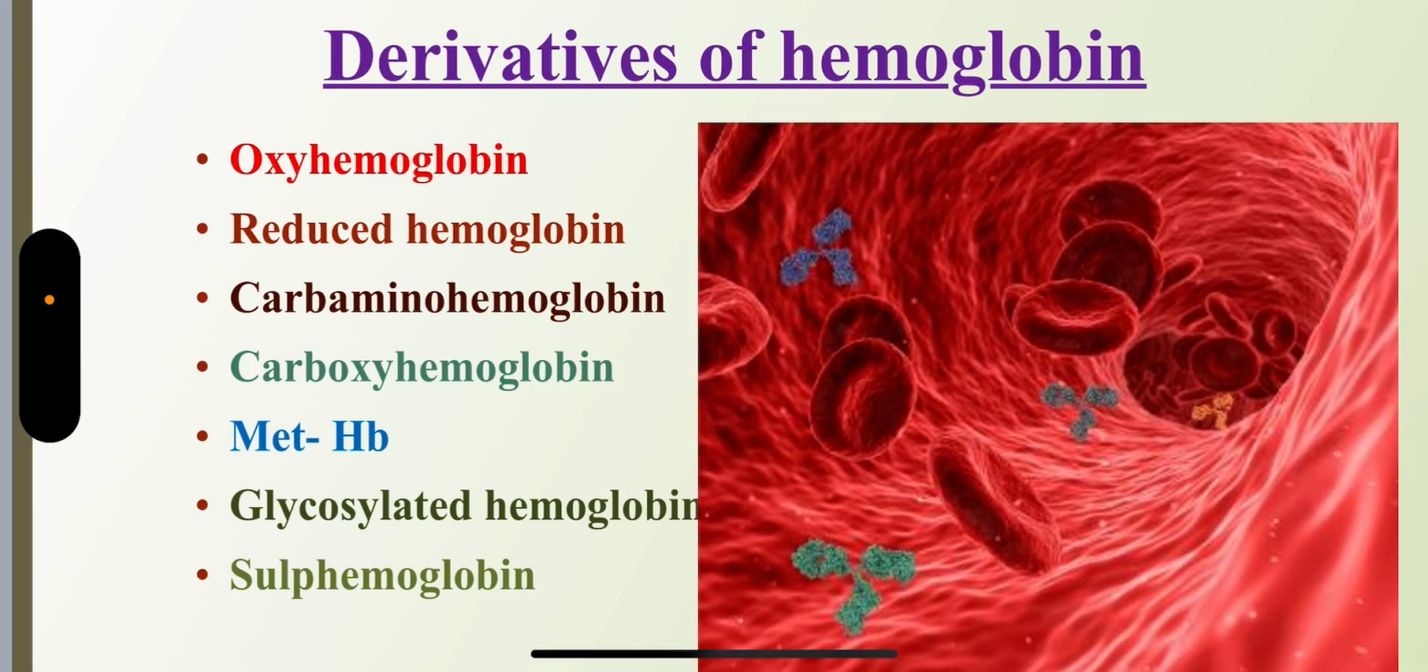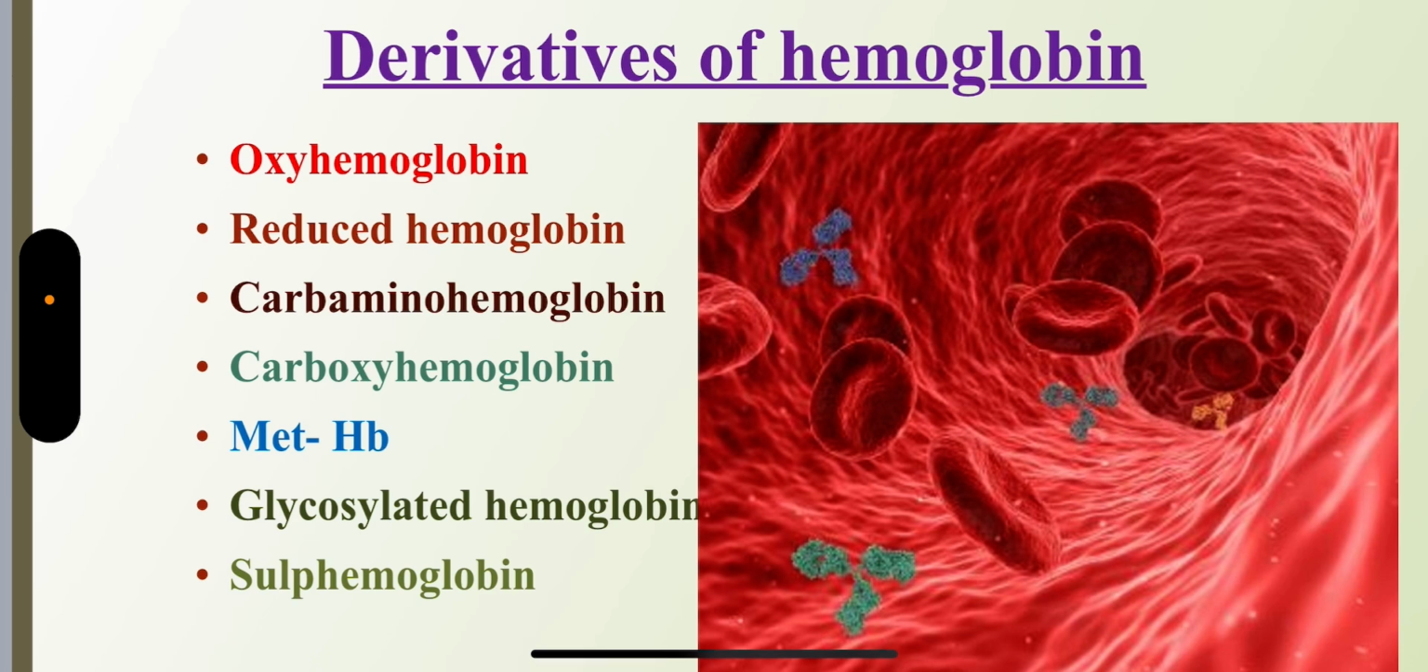Now about the derivatives of hemoglobin. Hemoglobin, specifically the heme portion, binds with several ligands and forms the derivatives of hemoglobin. Here are a few examples. Oxyhemoglobin is bright red in color and is formed when hemoglobin binds with oxygen. Next is reduced hemoglobin. When oxygen is released to the tissues, the hemoglobin becomes reduced, or deoxyhemoglobin. Next one is carbaminohemoglobin. Binding of carbon dioxide to hemoglobin forms a darker red colored compound called carbaminohemoglobin.